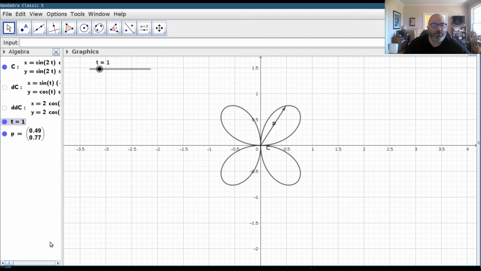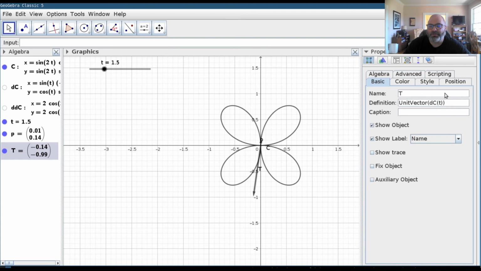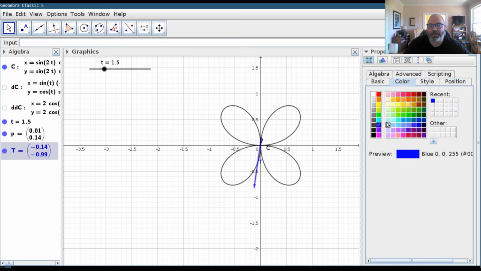All right, now what about our unit tangent vector? Well, our unit tangent vector, T, is just going to be the unit vector for the vector dc evaluated at time t. Okay, so that gives us our unit vector. Let's change where that is positioned. We want it to start at our point P, and just so that we can tell the colors apart, let's make it blue.